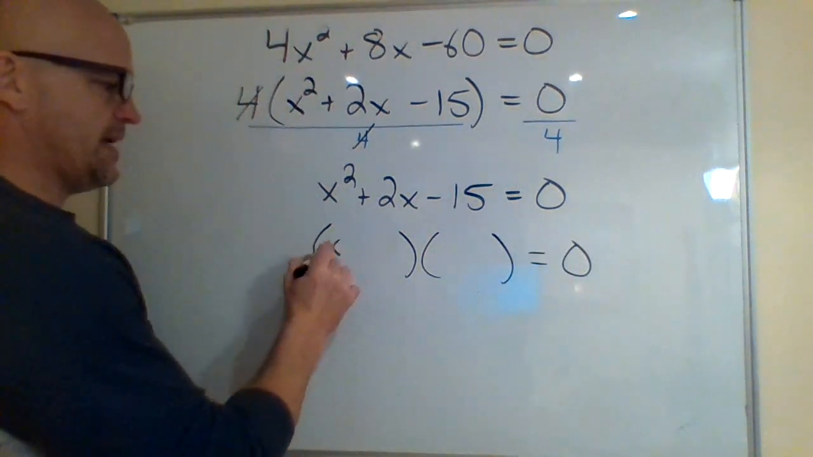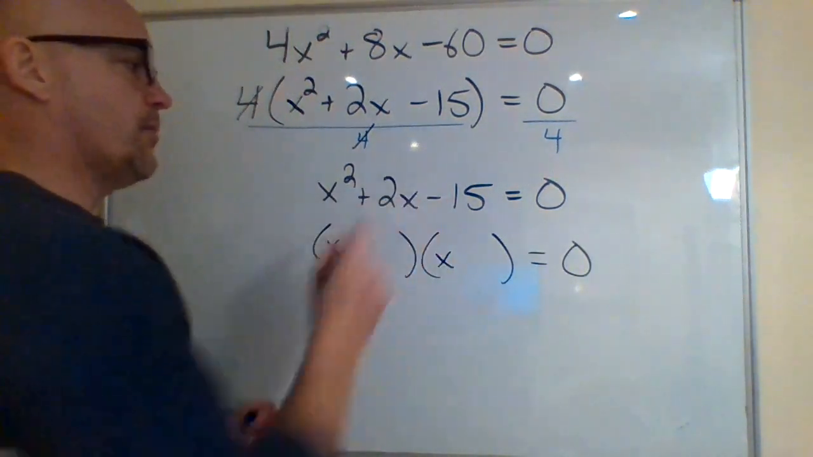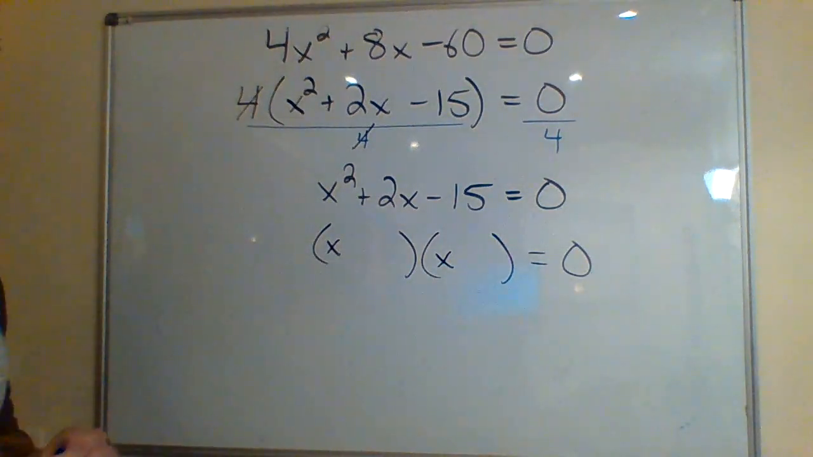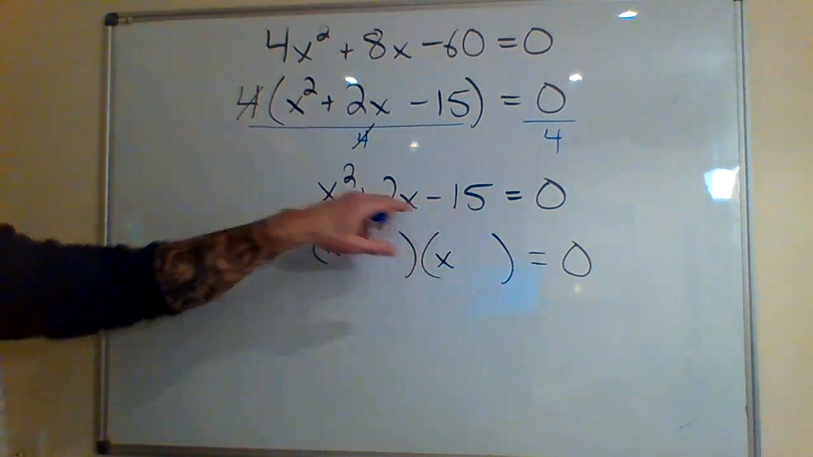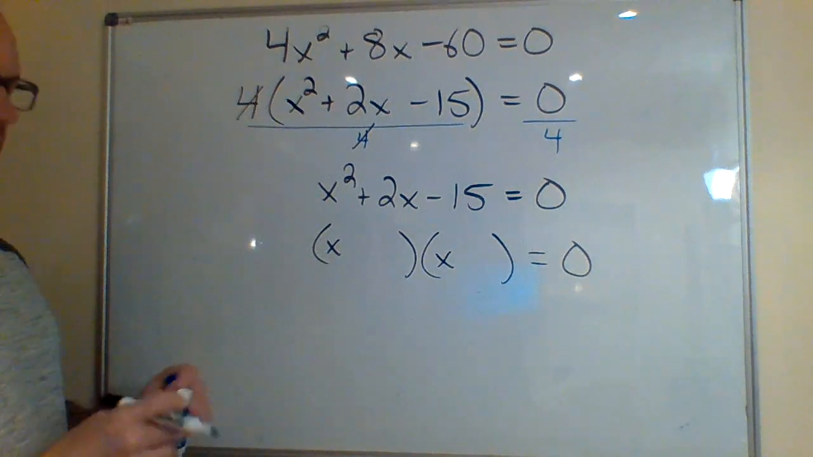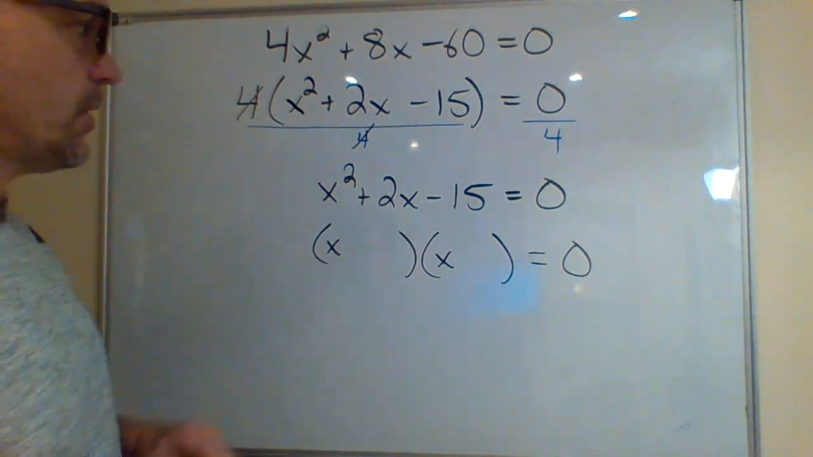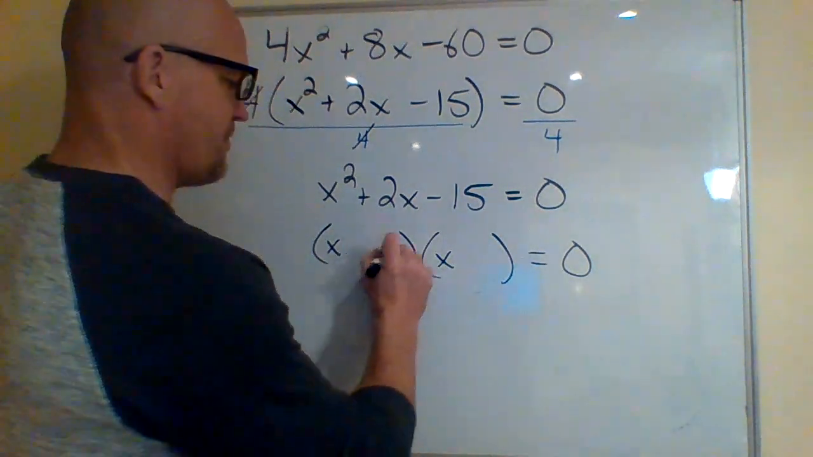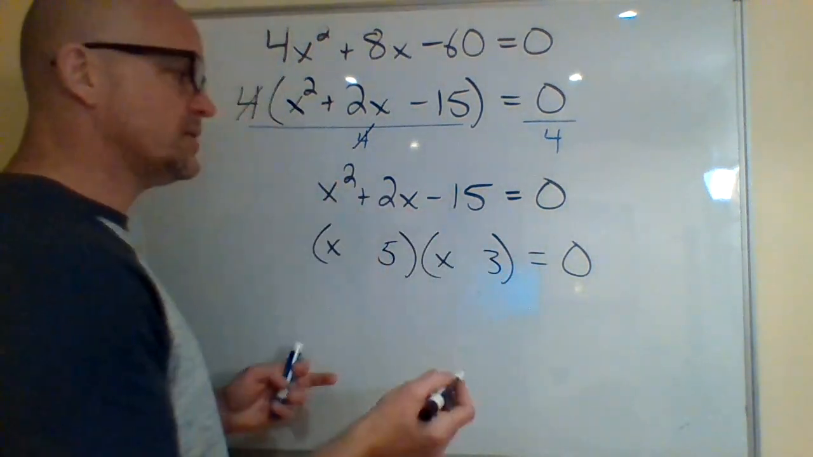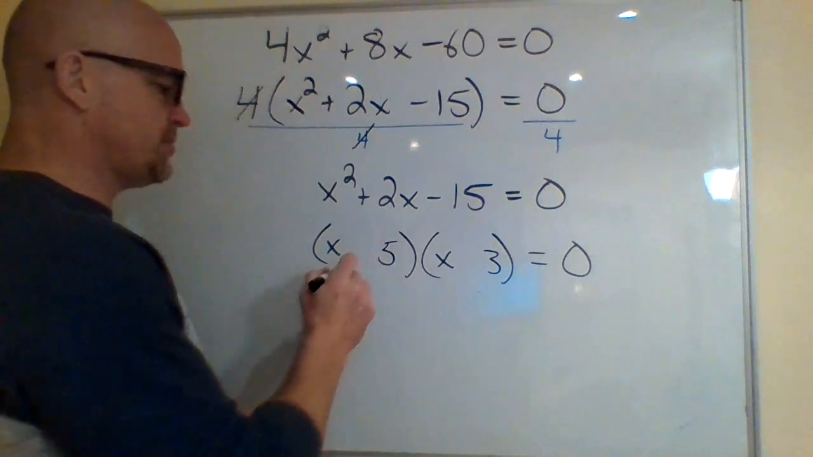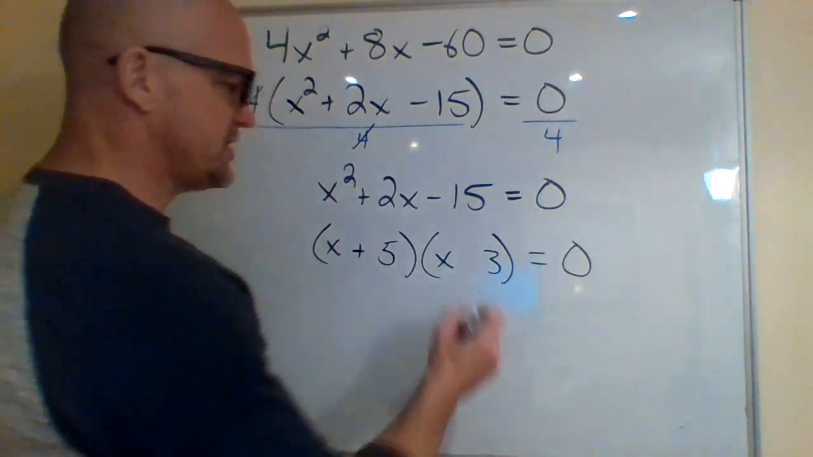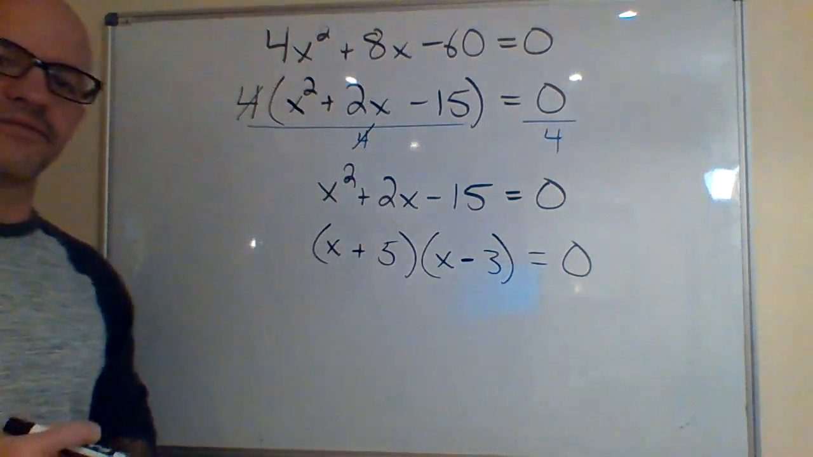Lead terms, x and x. Two numbers that multiply up to 15, add up to 2. Keep in mind that 15 is negative, 2 is positive. Clearly, I think most of our brains go straight to 5 and 3. They're 2 units apart. I know that I'm going to use 5 and 3 to get to 15. 1's got to be negative. Since the 2 is positive, this guy's going to be positive. That guy's going to be negative.